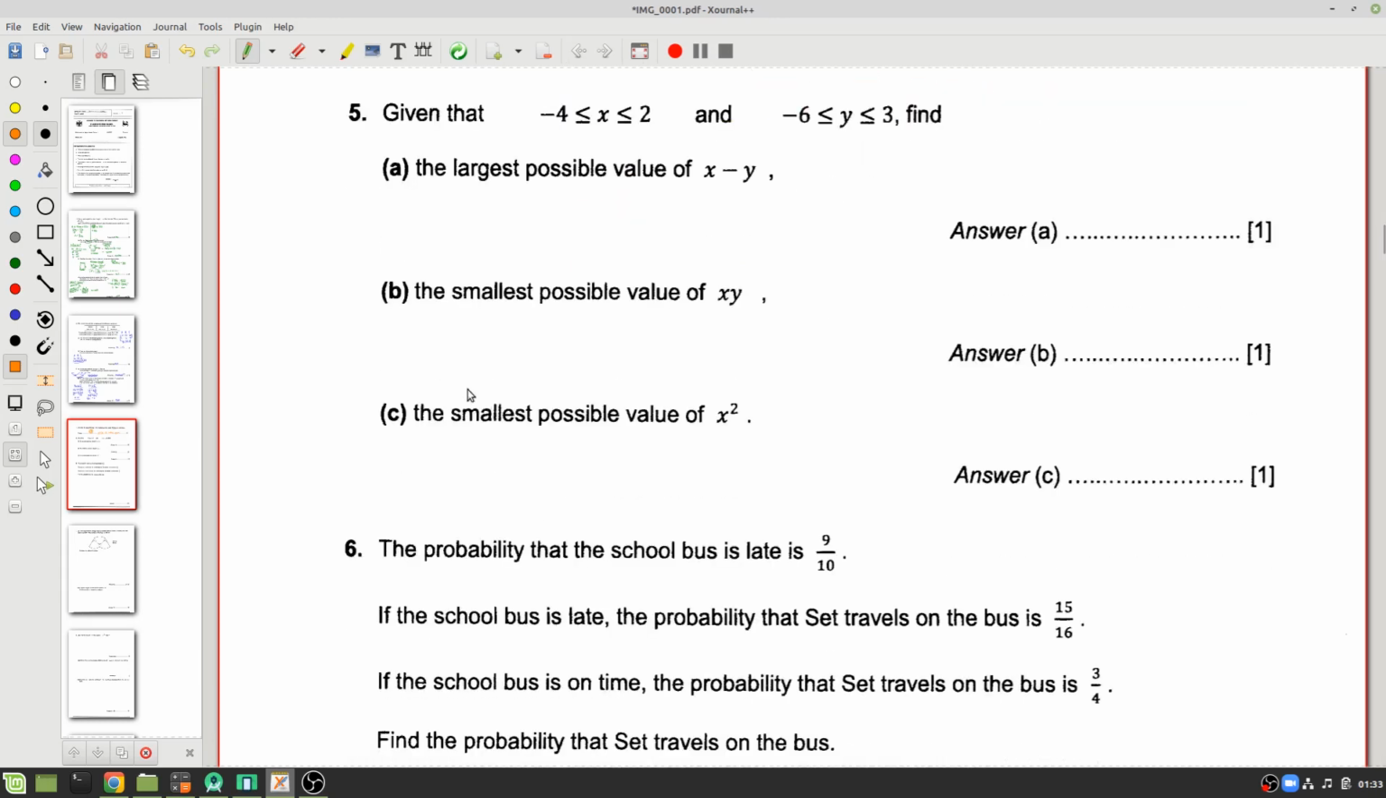Question 5. Given that x goes from -4 to 2 inclusive and y from -6 to 3, all of it inclusive as well, find the largest possible value of x minus y. Okay, so let's have a look. If we want the largest possible difference, we have to take the biggest distance between these two. So 5 minus 2 is bigger than 3 minus 2, right? So we want to make the first number as big as possible.